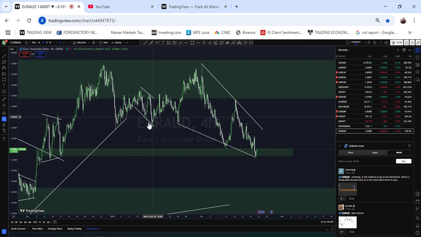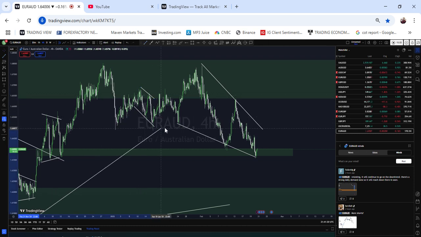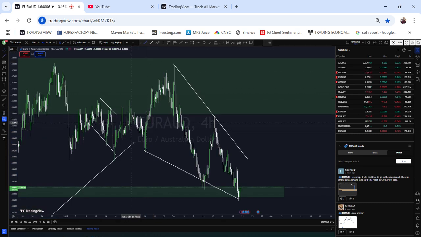This one is a flag pattern. Now it's called a flag, just like a Nigerian flag. And then you evolve the trend line again. Just keep on evolving the trend line. Another flag pattern here. Another flag pattern.